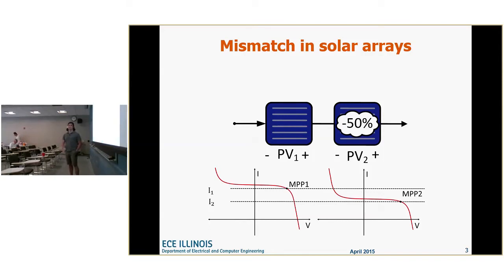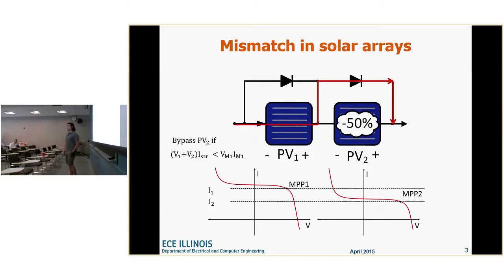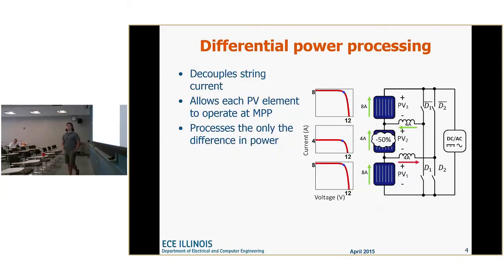a reduced output. So the conventional way to deal with this is to use bypass diodes in our system. This allows us to remove underperforming PV elements from the system. In this case, we bypass PV2 if we can get more power output out of PV1 operating at its maximum power point than both elements operating at a reduced output. This isn't ideal because, depending on whether we're bypassing or not, we either lose the power output that PV2 could have produced, or we operate both of our elements at a reduced output.